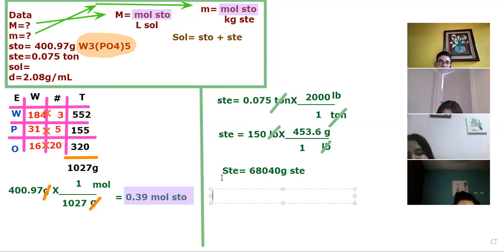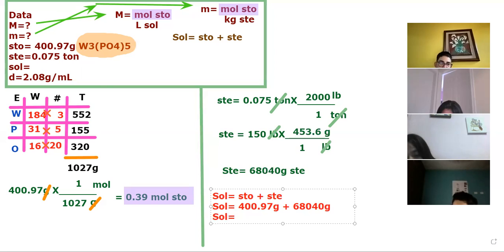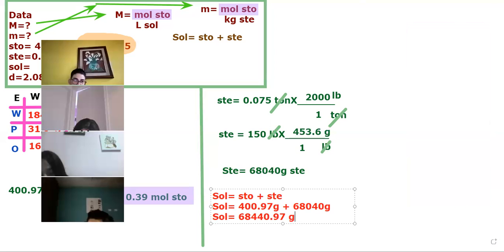I'm going to use different colors so that you can identify them. That is another step. We have the solution. The solution is STO plus STE. The STO is 400.97 grams plus the number that we have here of the STE. That means that the solution is equal to, can somebody give me the answer? 68,440.97 grams of solution, right? Grams of solution. I'm going to move up here because I have more space.